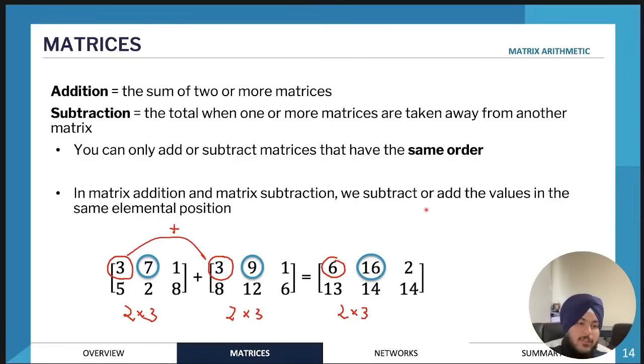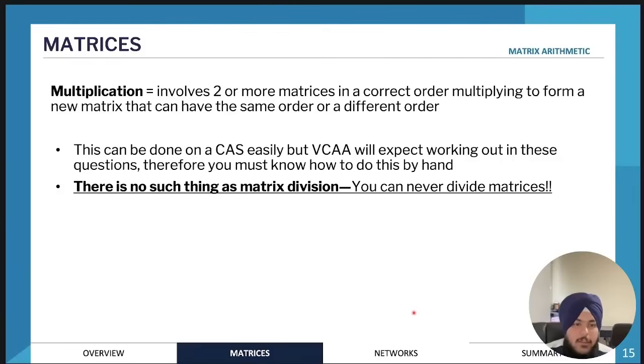Same for subtraction, which is exactly the same. If this was subtraction instead, we would just do 3 minus 3 instead of 3 plus 3, and the answer would be in row 1 and column 1, which would be 0 in this case. And that's how you would do matrix addition and subtraction. Let me know if you have any questions so far in the chat.